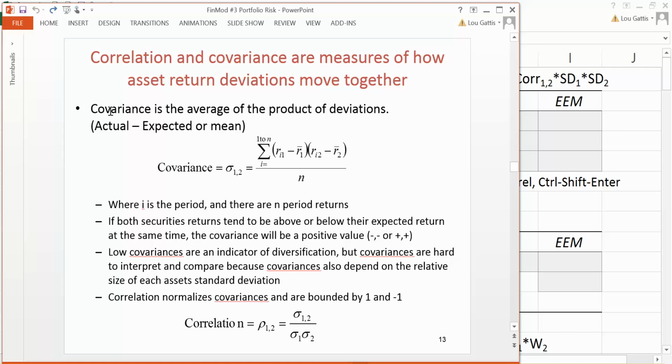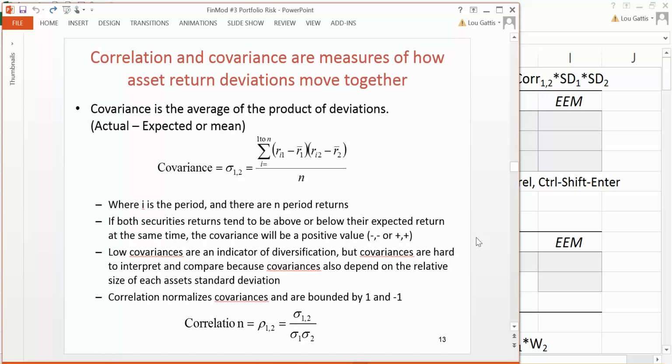Covariance is the average of the product of the deviations from the mean of two assets. So in other words, stock 1 might be above its mean in period 1, so I subtract its mean, and asset 2 might also be above its mean in period 1. So I'd take the deviation for asset 1 in period 1 times the deviation of asset 2 in period 1, and I'd do that for all the observations.